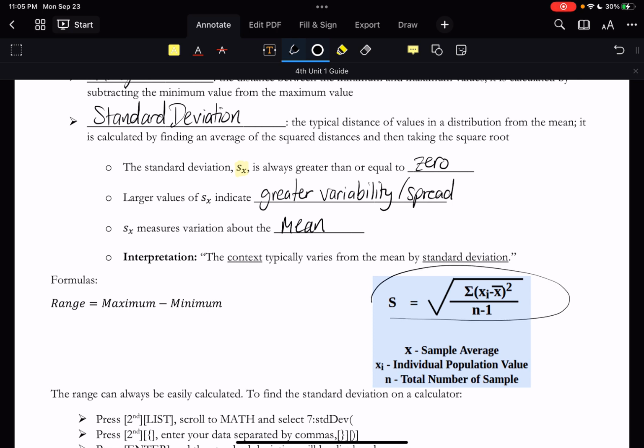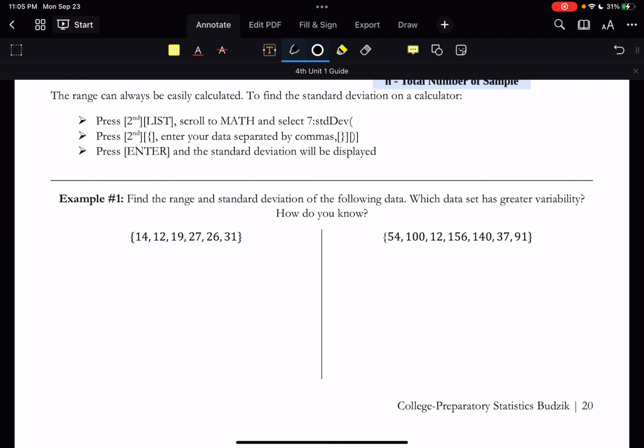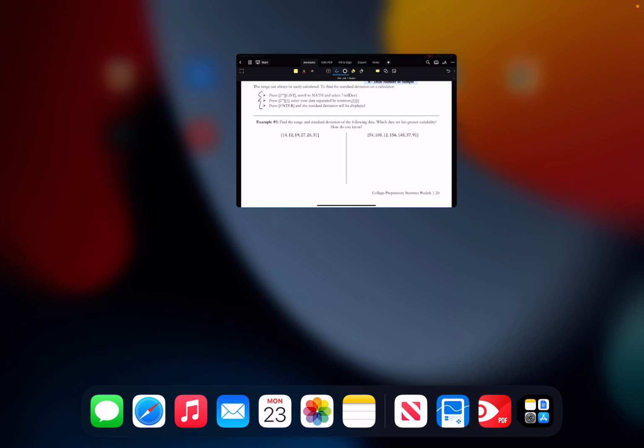This is the formula here. It is the square root of what's called the variance. And again, if you do it by hand, it does take a little bit of time. So I'm going to teach you how to use our calculator. And then the range we've already been working with is maximum minus minimum. So again, the range can always be calculated pretty easily. To find the standard deviation, we're going to be following these 3 steps. Okay, so I have that first example.